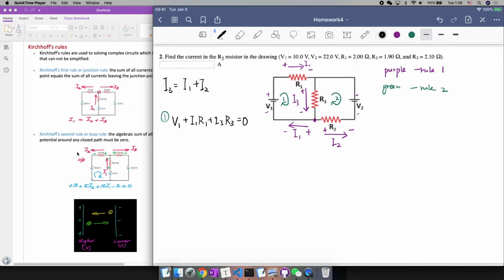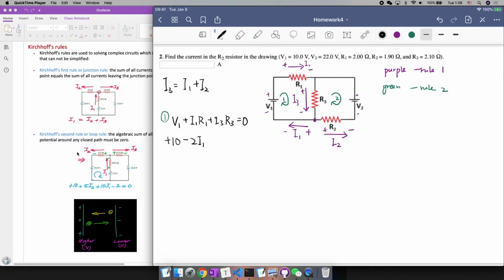This is circle 1, right? So first of all, let's say that V1 is a gain, so it's positive. So we can plus 10. Now let's look at the second term, which is this side. So is it gain or loss? It is a gain. Oh wait, it is a loss. Sorry, it is a loss, right? It goes from higher to lower, right? This plus is minus, higher to lower. So it's a loss. So we need to minus R1, which is 2 ohm, times I1.